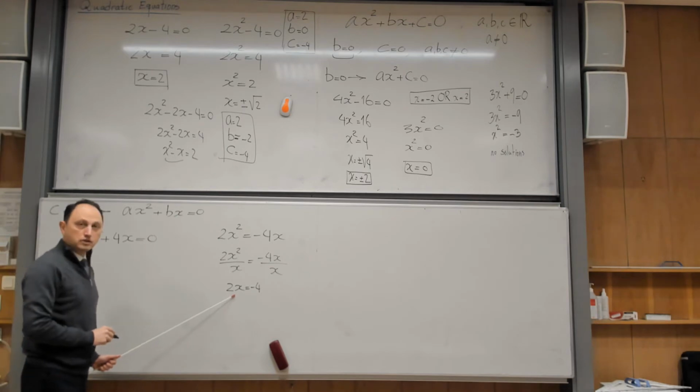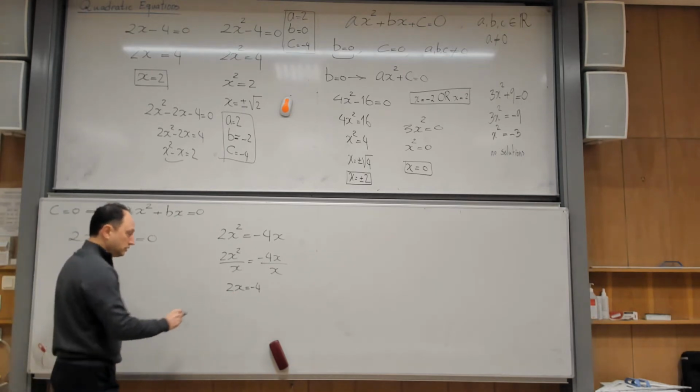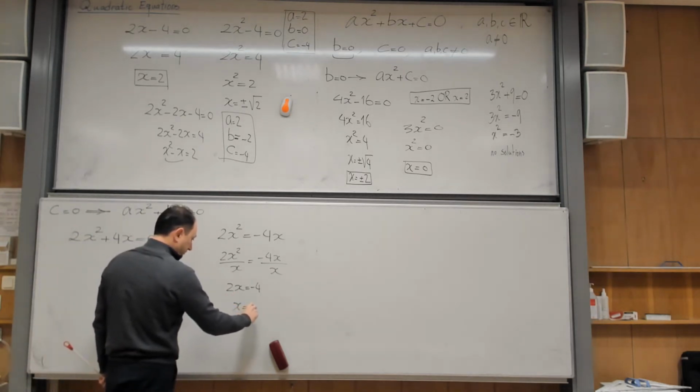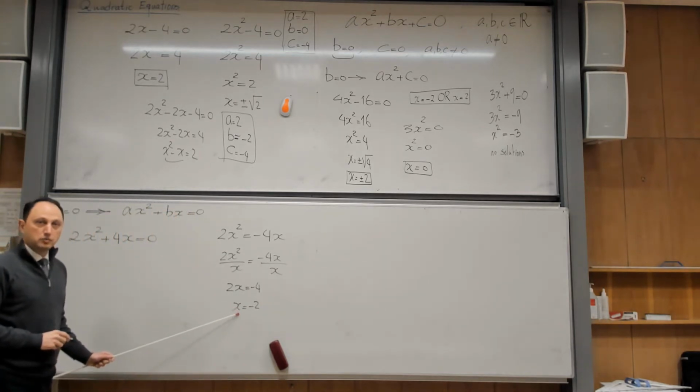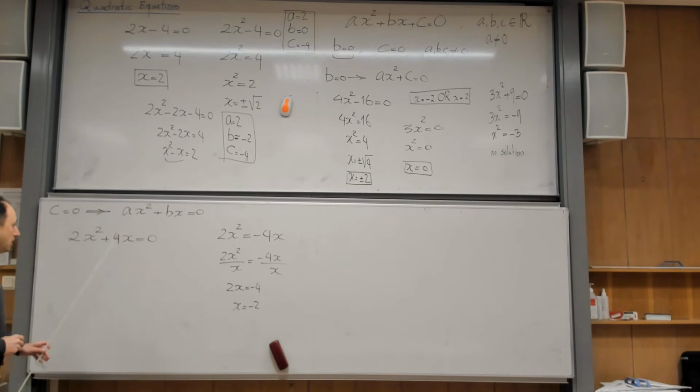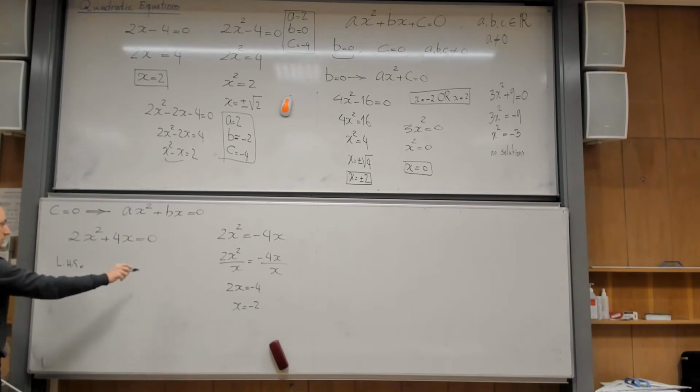Because this is a first degree equation, you want to make x alone. You divide by 2 and you get minus 2. Actually, this is not wrong, by the way. Let us check. Minus 2 is really a solution. Why? Let us calculate the left-hand side. Instead of x, I put minus 2.